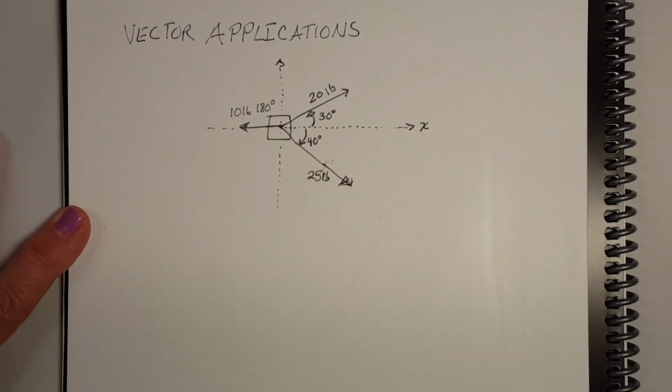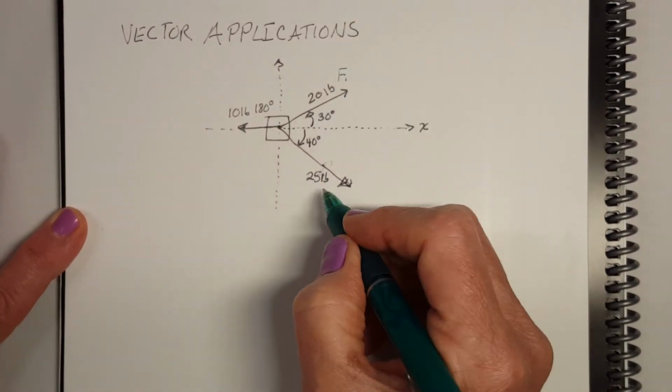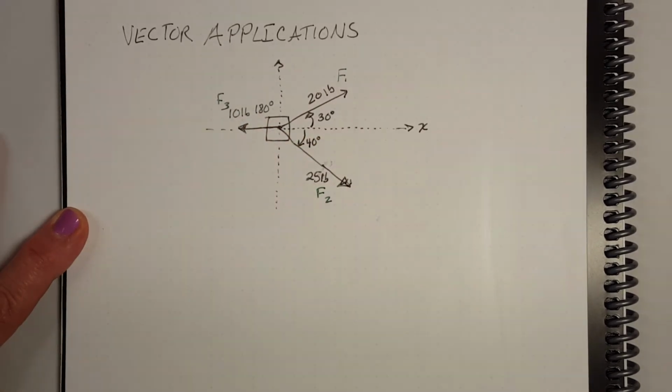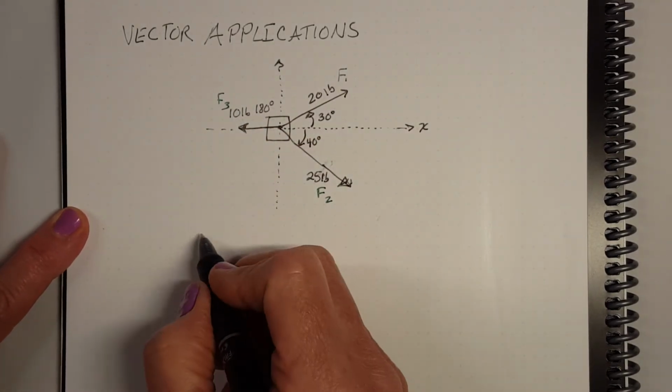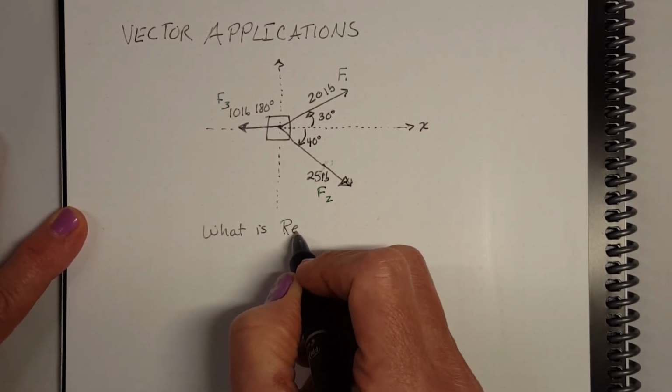So the first thing that we want to do is we want to make sure that we keep track of our vectors, so you always want to label them. So I'm going to label mine F1, F2, and F3. The question I have here is, what is the sum of all these vectors? What is the resultant force?